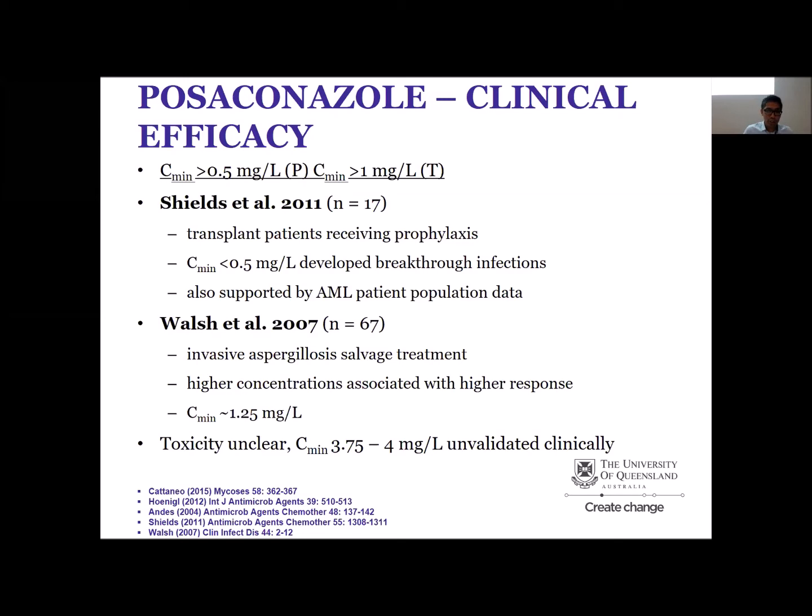In another study by Walsh in 2007, studying patients with invasive aspergillosis receiving salvage treatment, they reported higher concentrations were associated with a higher clinical response, and they identified a Cmin of around 1.25 milligram per liter. So patients who have this concentration are likely to demonstrate higher clinical response. Toxicity is unclear thus far, but there's an arbitrary value between 3.75 to 4, which, I think, has not been validated clinically to this day.